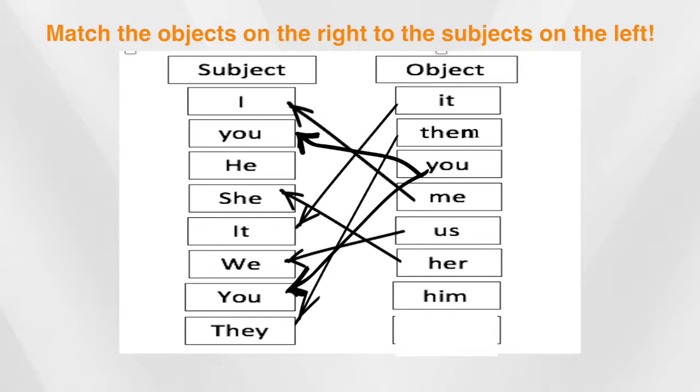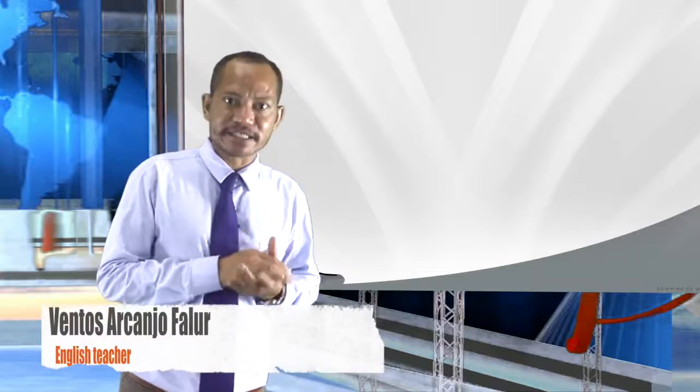Okay, so what's missing here? We still have one more object item to go, right? And it's the object him. Got it? So, what is the subject of the object him? It's the subject he, right? So, the subject of the object him is he. So, he, him. Alright, we have matched all the items from the object side to the items of the subject side perfectly. And this means we have come to the end of our lesson today.